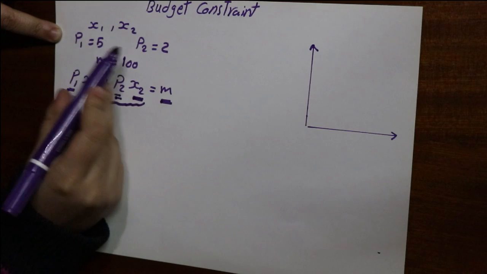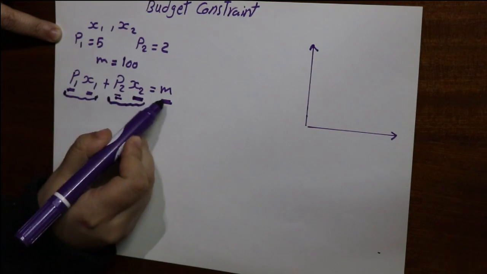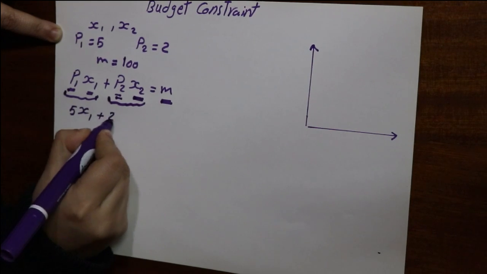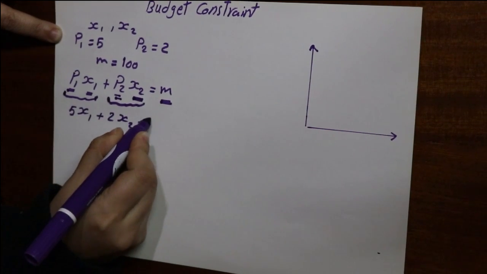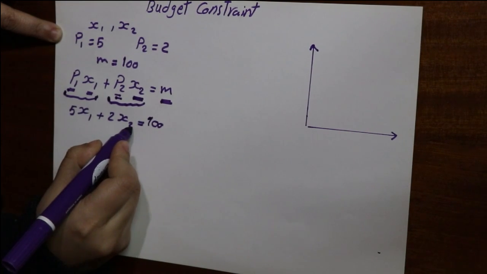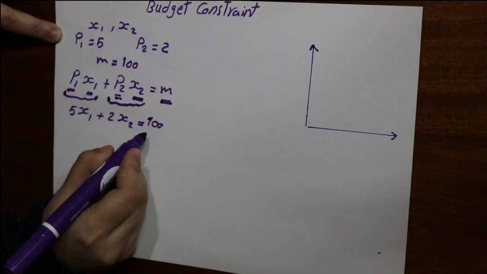So we will put the available data in the equation: 5 for b1, 2 for b2, 100 for m. So the equation will be 5x1 plus 2x2 equals 100.